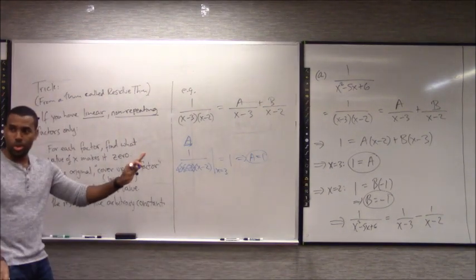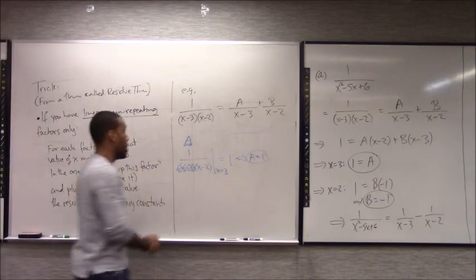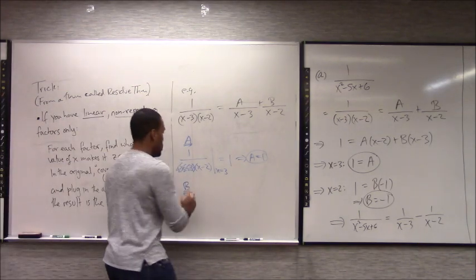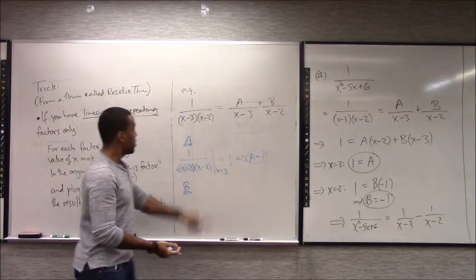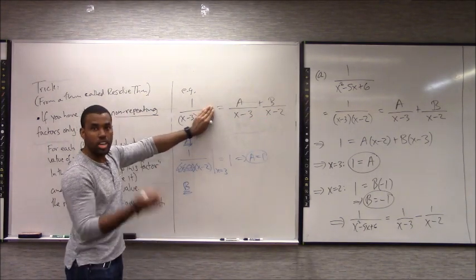And that's always going to work. That will work all the time. Now to find the b value, you do the same thing. What would make that 0? x equals 2. You go over here, you cover up the x minus 2, and you plug in x equals 2.